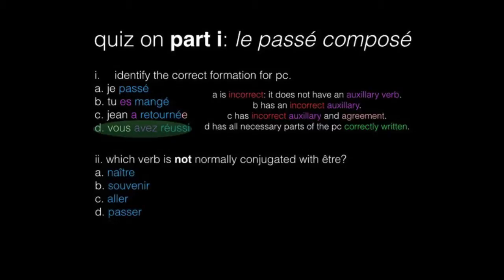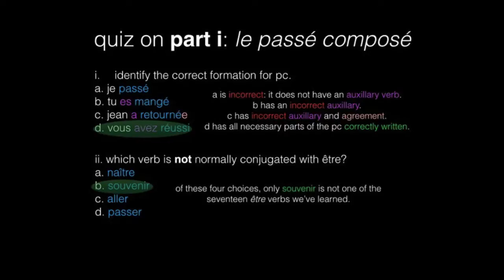Question number 2. Which verb is not normally conjugated with être? A. Naître. B. Souvenir. C. Aller. Or D. Passer. The answer is B. Souvenir. Of these 4 choices, only souvenir is not one of the 17 être verbs we've learned. That seems like an easy one.